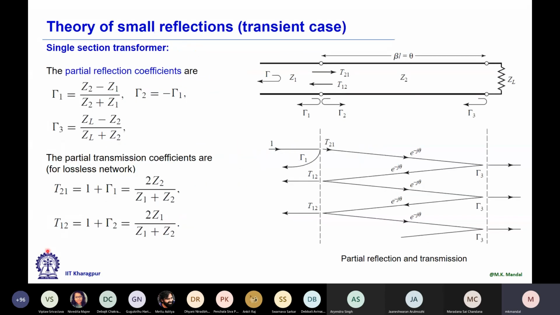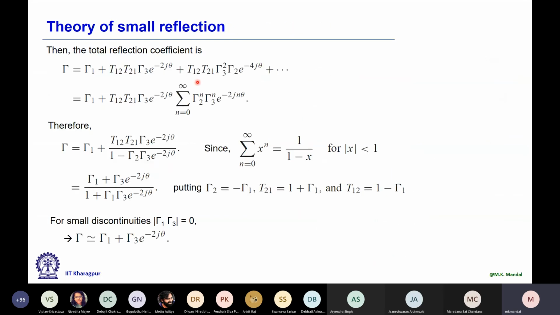We just keep on going. So then again it is multiplied by the reflection coefficient here, gamma 2. Oh, sorry, here I forgot. So gamma 2, then again multiplied by gamma 3 and T21 and T12 and come back. So here T12 T21, gamma 3 square gamma 2 e to the power minus 4j theta. So we have a series basically.